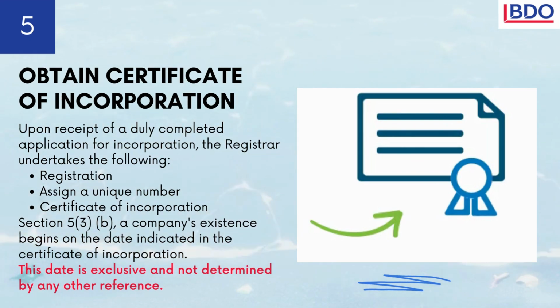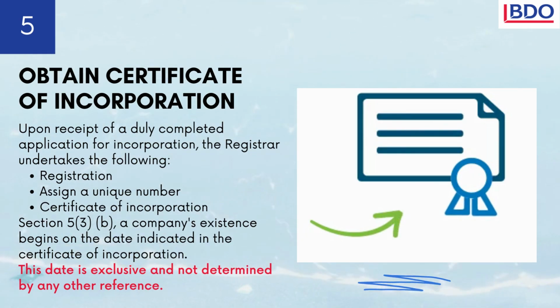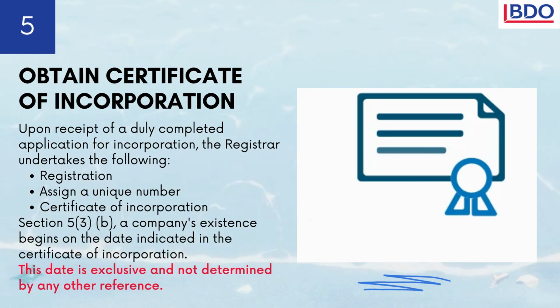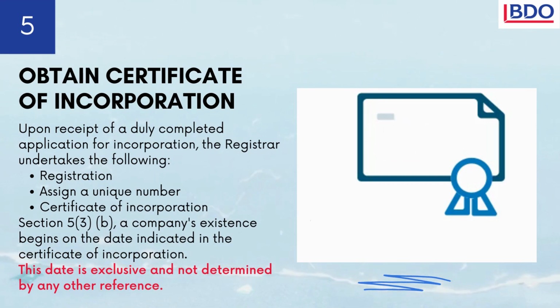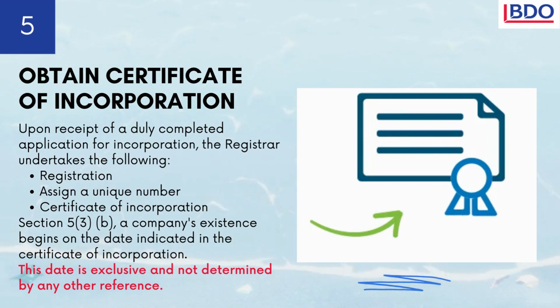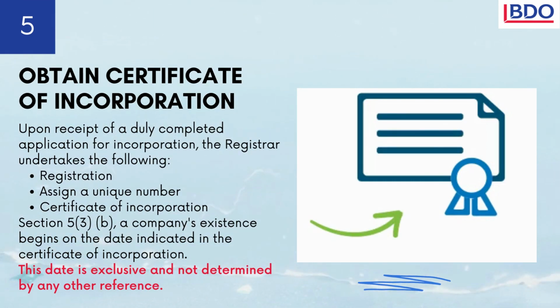Certificate of Incorporation. The registrar issues a certificate of incorporation in the prescribed form to the applicant company. This certificate confirms the legal existence of the company and is provided to the applicant. According to Section 53B of the Companies Act, a company's existence begins on the date indicated in the Certificate of Incorporation. It is important to note that this date is exclusive and is not determined by any other reference.